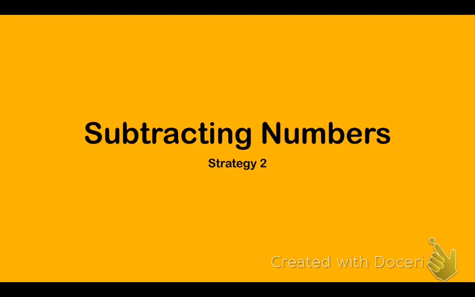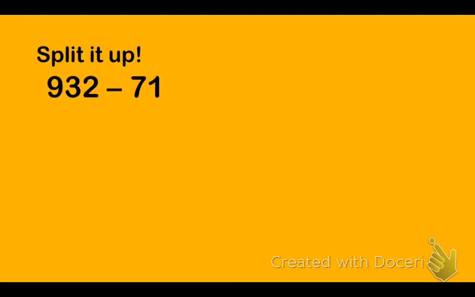Let's take a look at strategy 2. Strategy 2 requires us to split it up. So what does that mean? What this means is that we're going to take one of these numbers and we're going to split it up into a couple of other numbers so that it's a little bit easier to do the calculations.